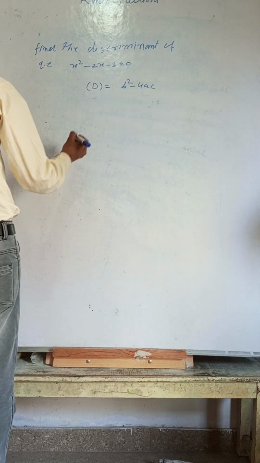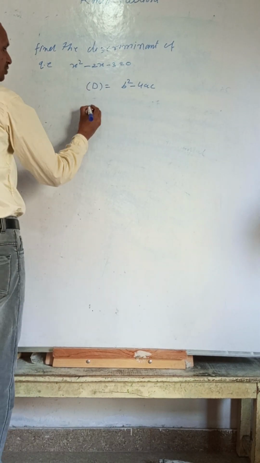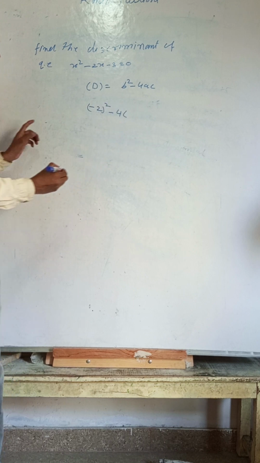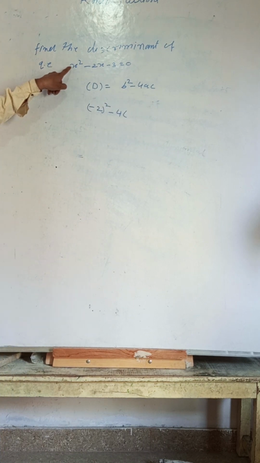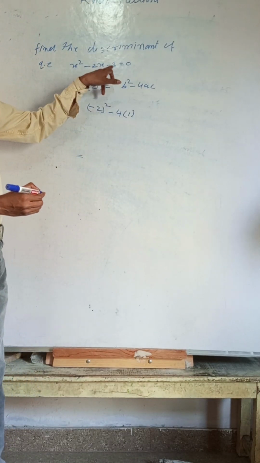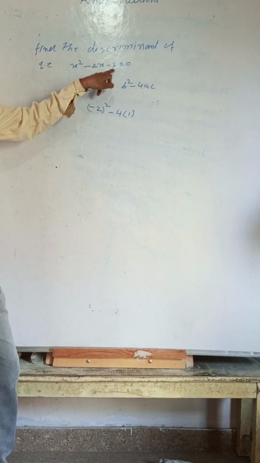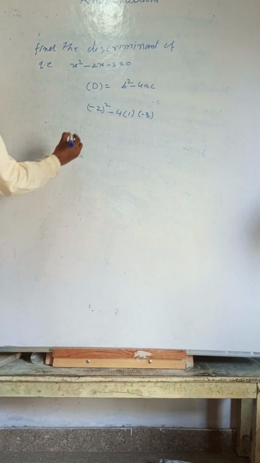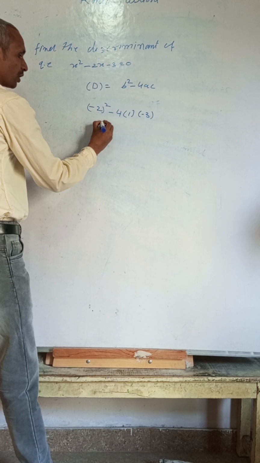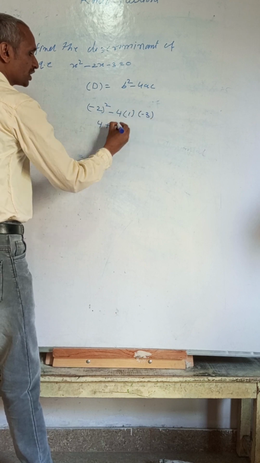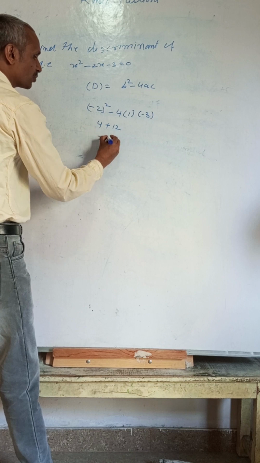So what is the value of b? b value is minus 2. So minus 2 square minus 4. A value, what is written with the x square? Nothing written means 1. What is c? The c value at last, the constant, is minus 3. So 2 square is equal to 4. Then minus into minus is plus, 4 threes are 12, and 12 plus 4 is equal to 16.